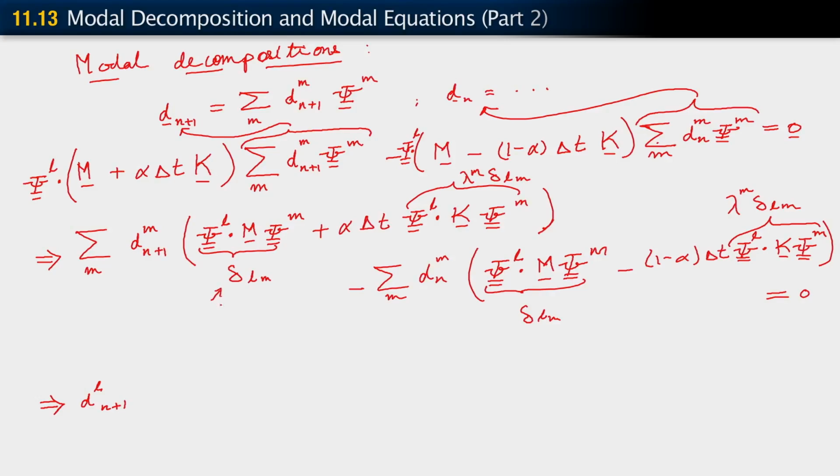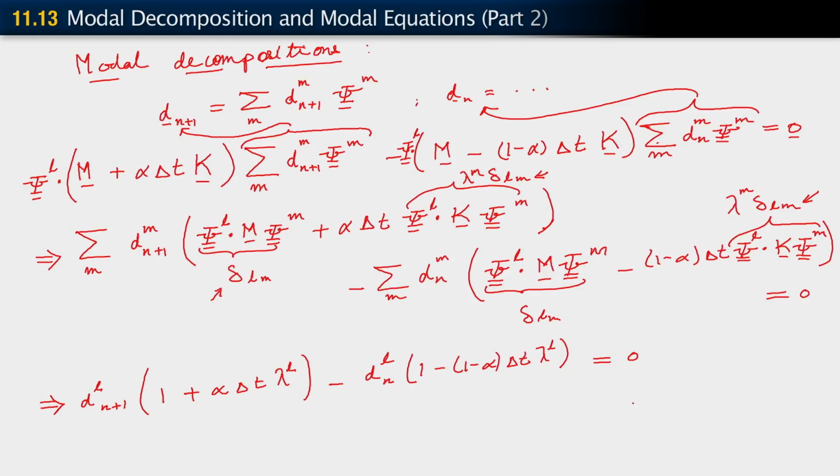Okay, so we have delta L n plus 1, from the first term here, we get 1 plus alpha delta t lambda L, because of the Kronecker delta acting on the lambda m, minus d L n for the nth mode times 1 minus alpha delta t lambda L. Again, that lambda L comes from here and the action of the Kronecker delta. Right, all of this equals 0.